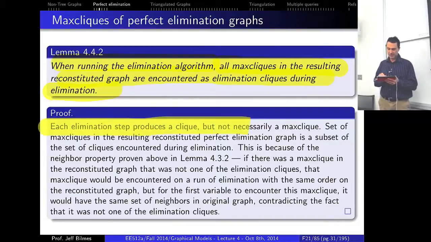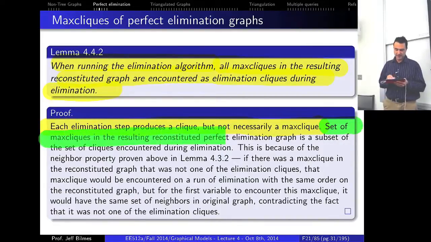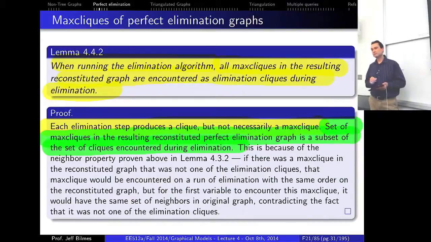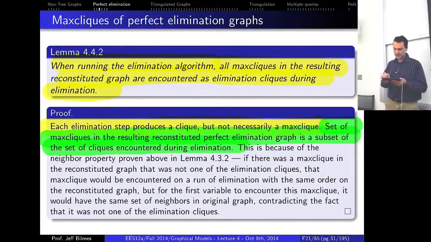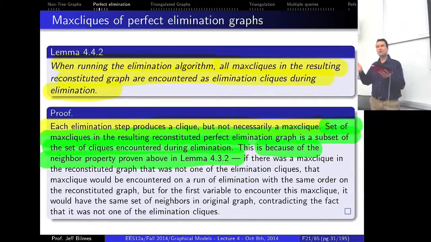So each elimination step produces a clique, right? Like I just argued, but not necessarily a max clique. And so the set of maximal cliques, I'm going to try to sort of break these into logical steps in terms of color. So the set of max cliques in the resulting reconstituted perfect elimination graph is the subset of the set of cliques encountered during elimination. Right? So what we're saying is that the elimination cliques are a superset of the set of max cliques. And the reason for this is because of the neighbor property proven before. So remember, when we eliminate a vertex in the original graph and in the reconstituted graph using the same elimination order, the neighbor set is the same.